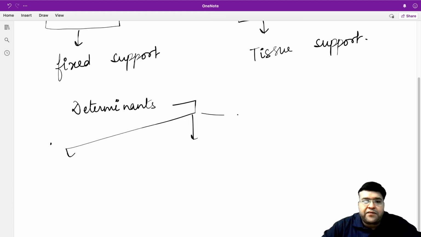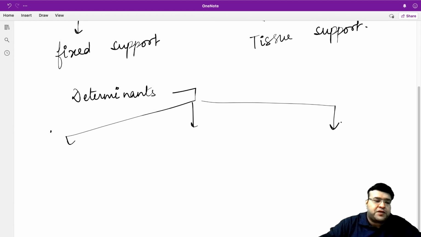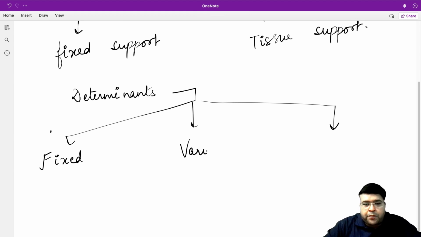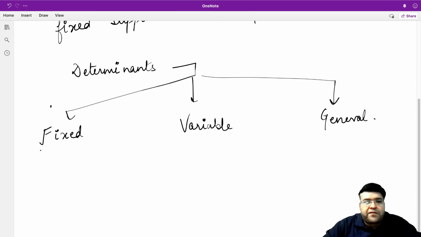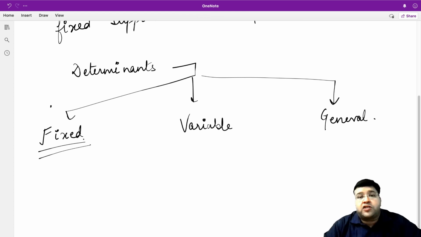Now, what are these determinants of occlusion? They have been classified into three groups majorly. The first group consists of the fixed determinants. The second group is a group with variable determinants, and the third one are your general determinants, right? When you are dealing with fixed determinants, that means those determinants which we as an operator cannot alter. We cannot change. They are determined by the patient, and the patient gives these determinants.